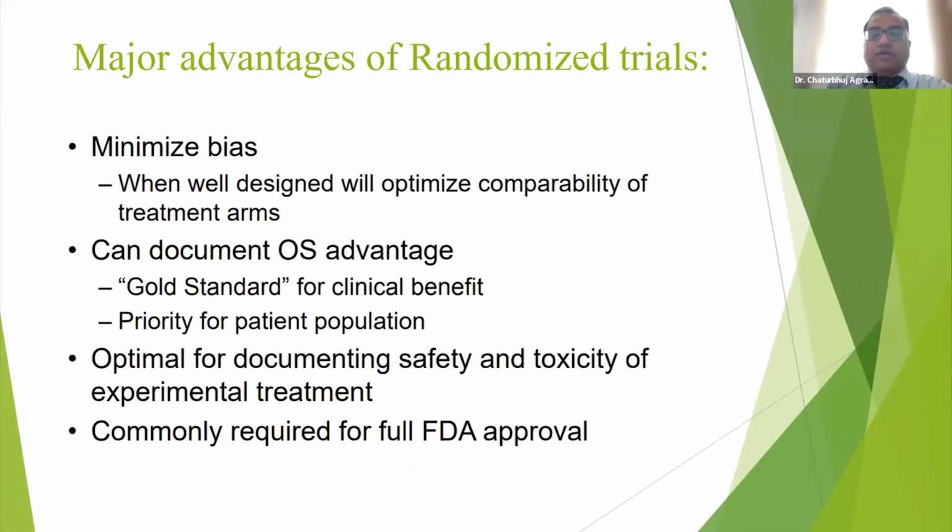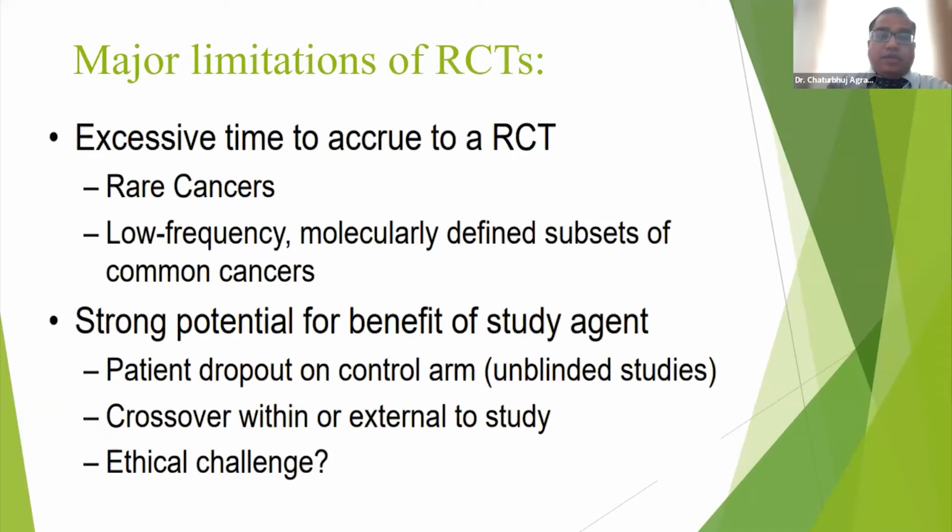What are the major advantages of a randomized trial? There is minimal bias when well designed, it will optimize comparability of treatment arms, and it can document OS advantage, which is the gold standard for clinical benefit in any of the oncology drugs, as we all know. It is optimal for documenting safety and toxicity of experimental treatment. It is commonly required for full FDA approval. However, it's not like randomized clinical trials are always required for full FDA approval. That I will be coming to in the second part of my presentation.